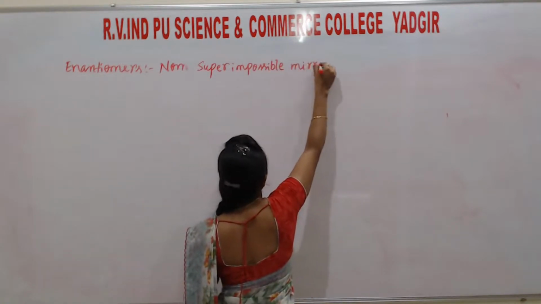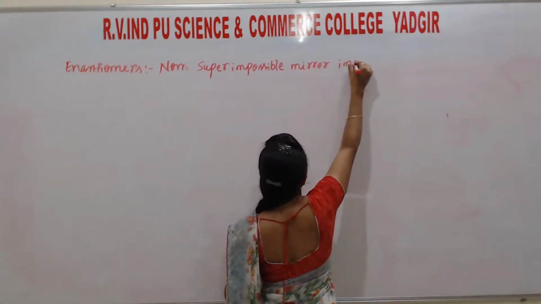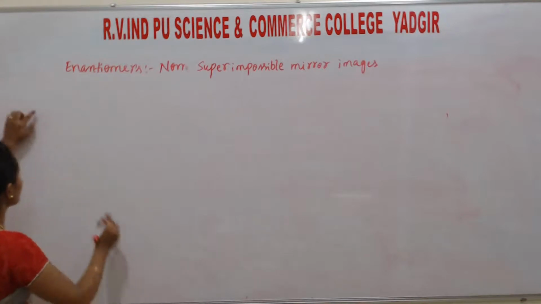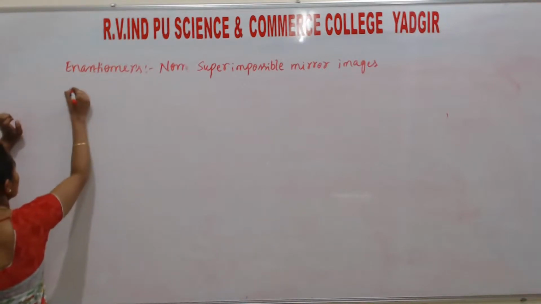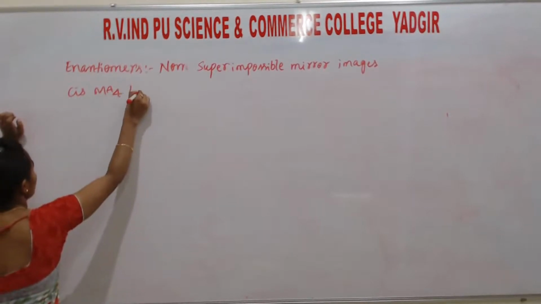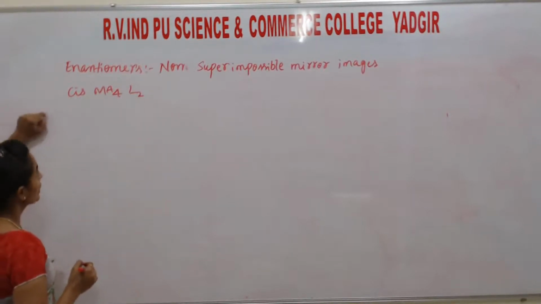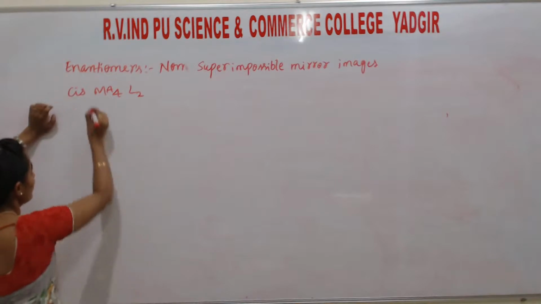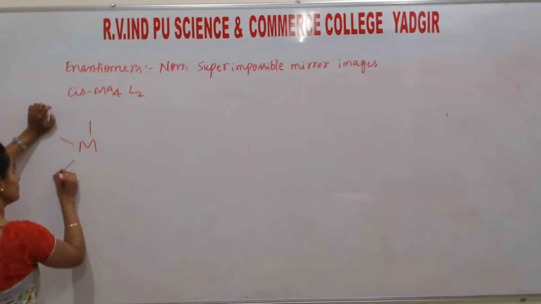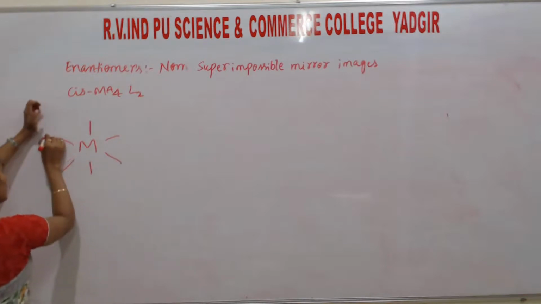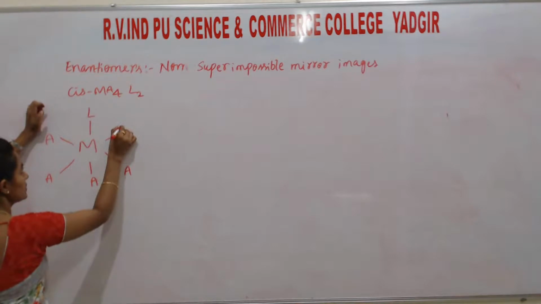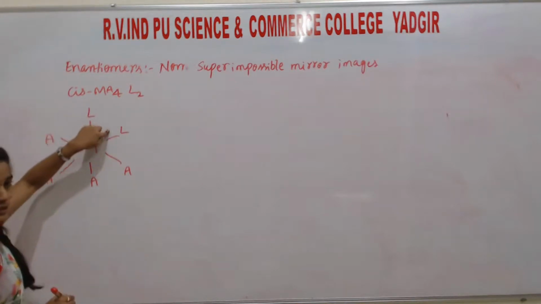Non-superimposable mirror images. So students, listen, the cis isomer you consider is MA4L2. Here M is at the center, A4 means these four positions, and L means these two positions. This is this position, correct?